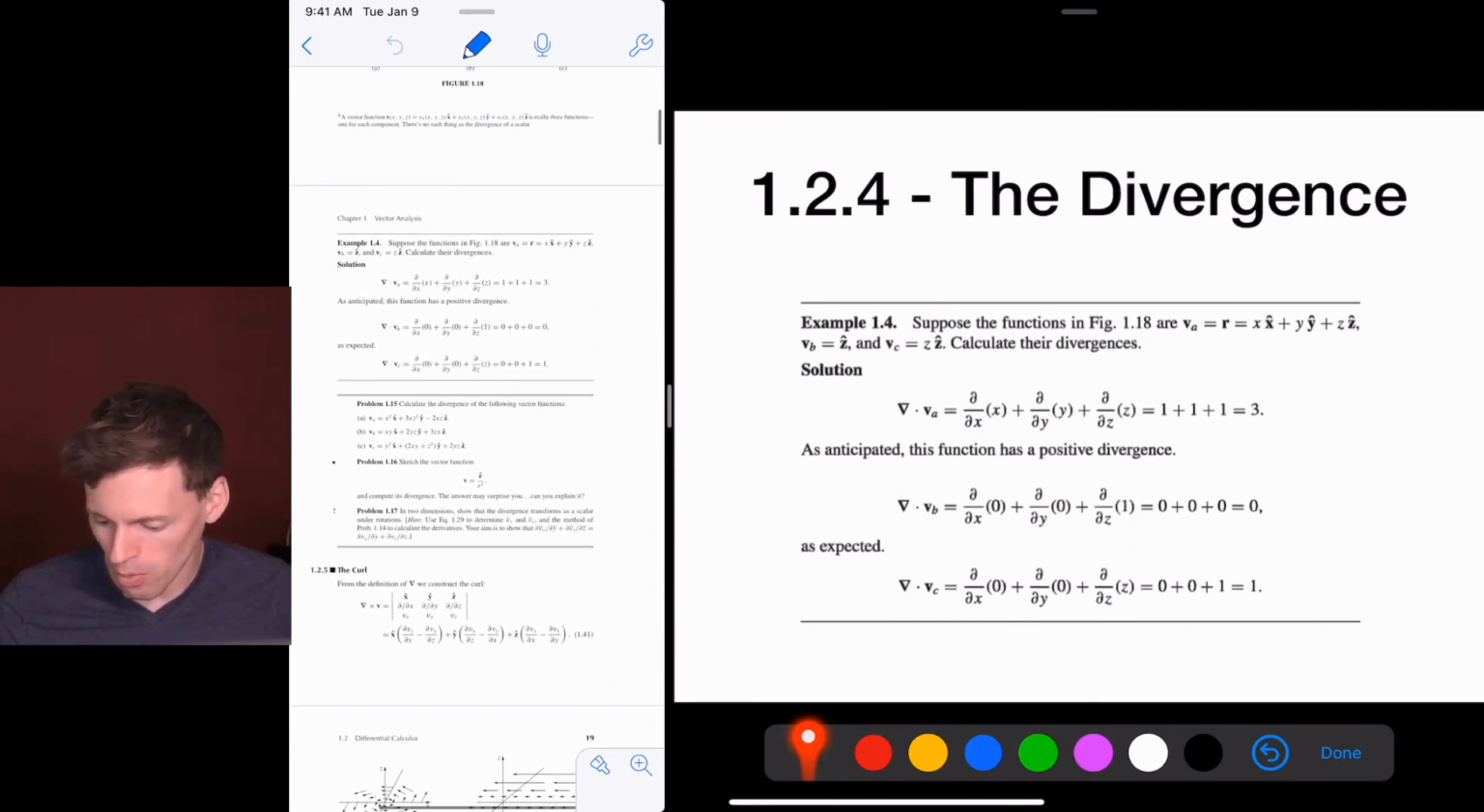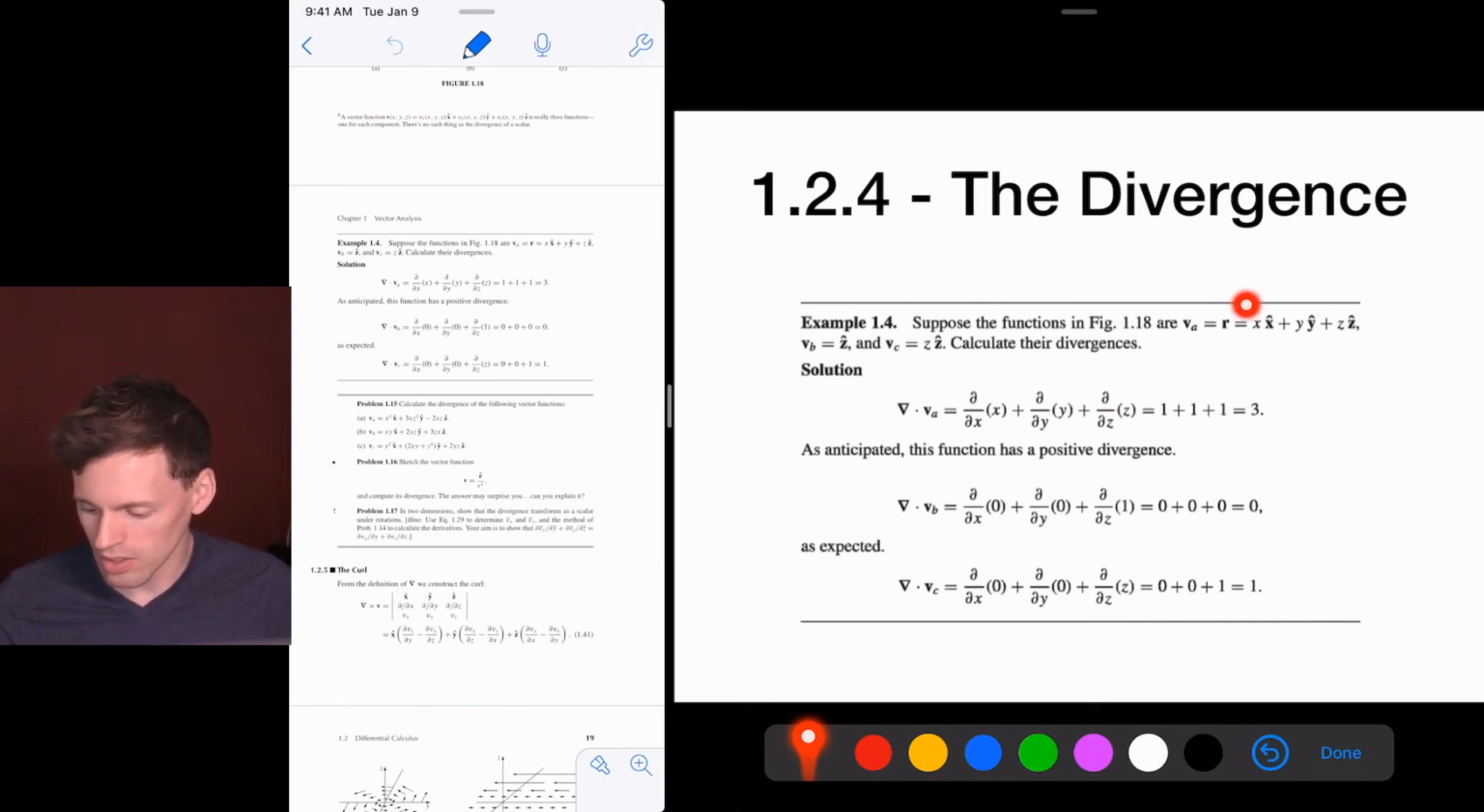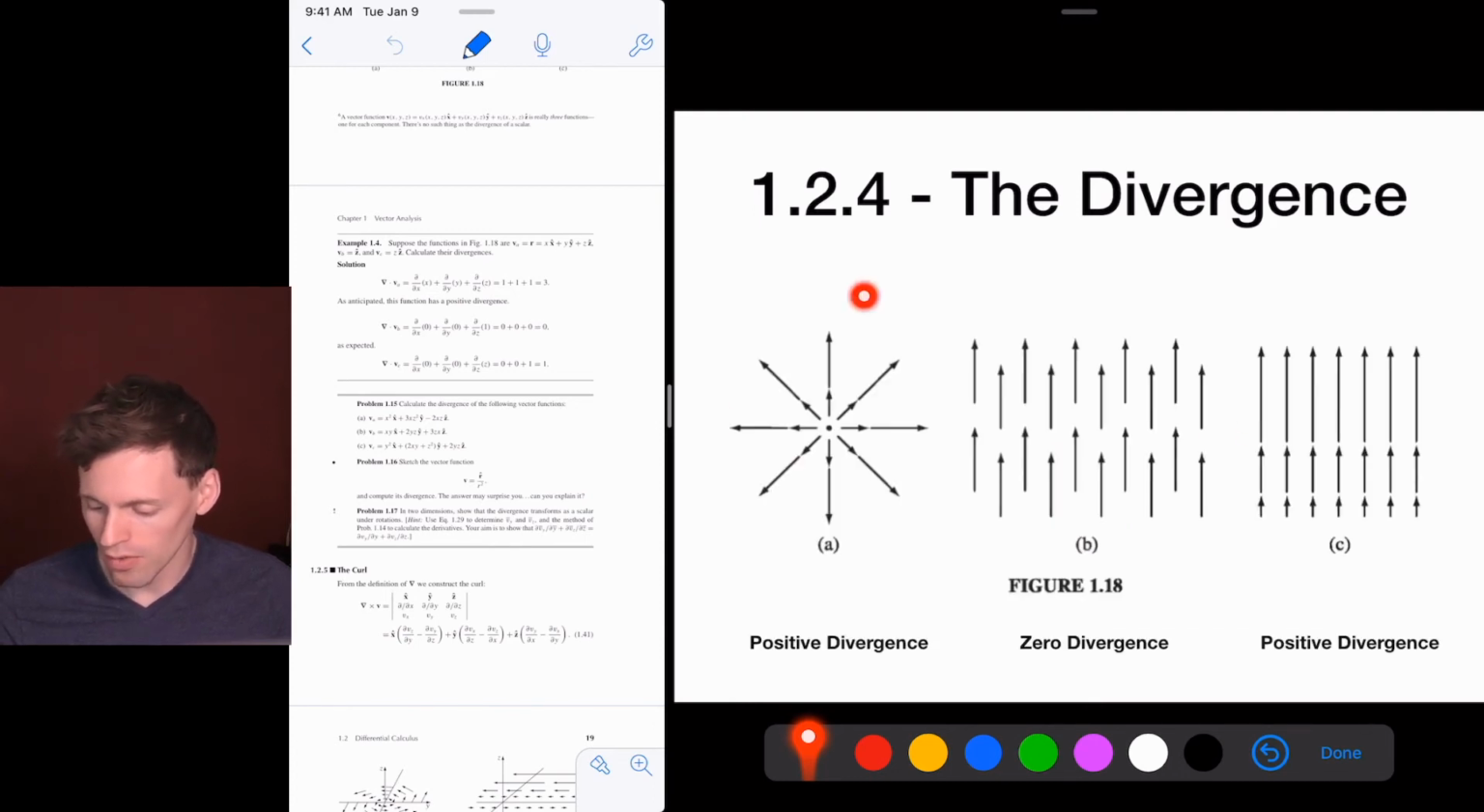Okay, so we've got an example here. Example 1.4 says suppose the functions that I just showed you are this one, which is actually the one we looked at on Math 3D, just x x-hat plus y y-hat plus z z-hat, and it wants us to calculate the divergence of that. So we take the derivative with respect to x, with respect to y, with respect to z of the x hat, y hat, and z hat components. The x hat component is just x, the y hat component is just y, and the z hat component is just z. The derivative of x with respect to x is 1, so you get 1 plus 1 plus 1, 3. So the divergence of this one here is 3.